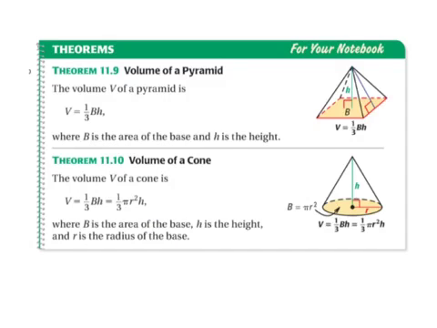And here we have two theorems. The volume of a pyramid is 1/3 big B times H, where B is the area of the base and H is the height. The volume of a cone is 1/3 big B times H, where B is the area of the base. In this case, it's a circle. The area of a circle is pi r squared, and H is the height. R is the radius of the base.